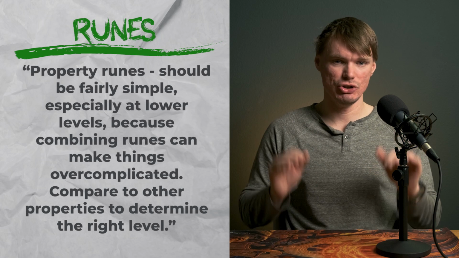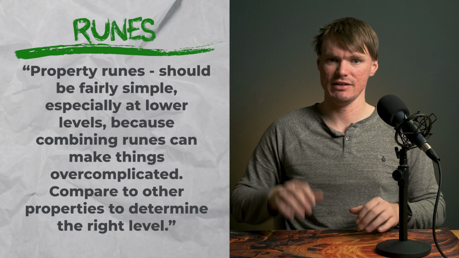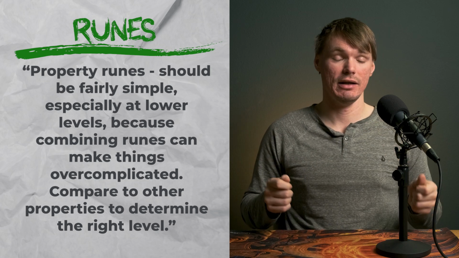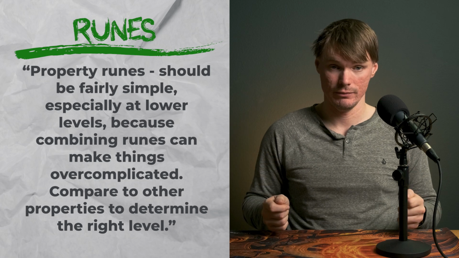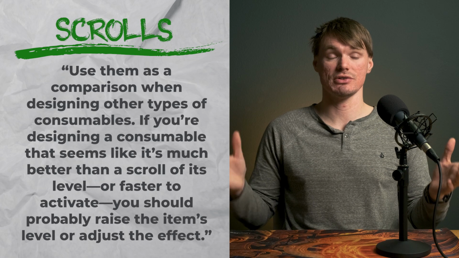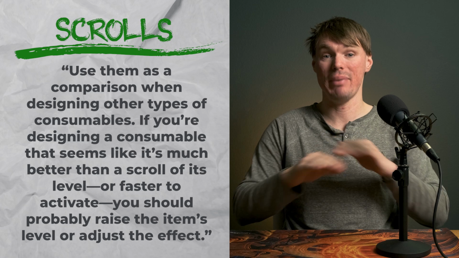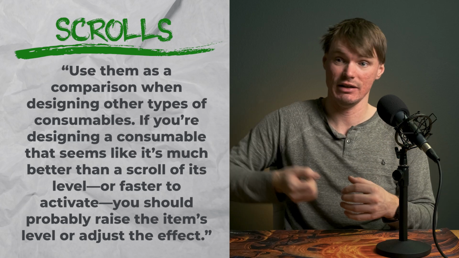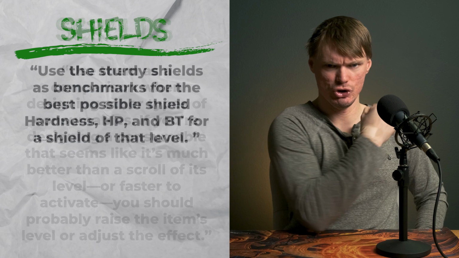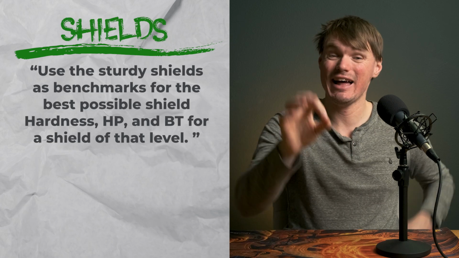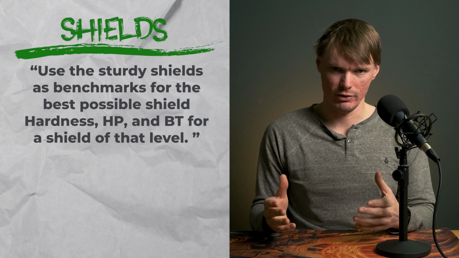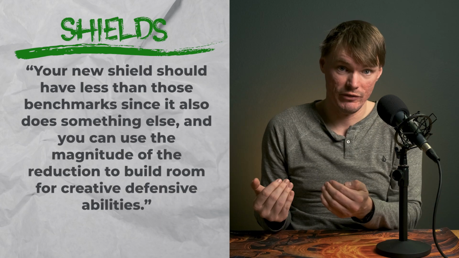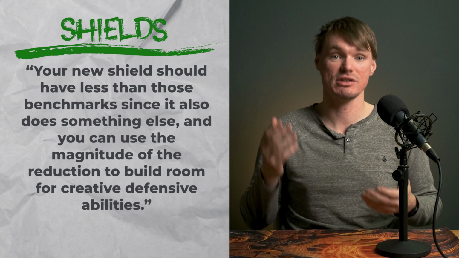Runes. Now, these should remain as simple as possible because every time you apply one of your fancy runes, you're also competing against runes of its same level. We don't want to overcomplicate things. Scrolls. Now, scrolls set the benchmark for single-use items, as they are literally just spells in a can that explode and you're done. Shields. Sturdy shields set the high end for stats of their level. If your magic shield has an ability in addition to those stats, you need to reduce some of those stats in order to compensate for its power.